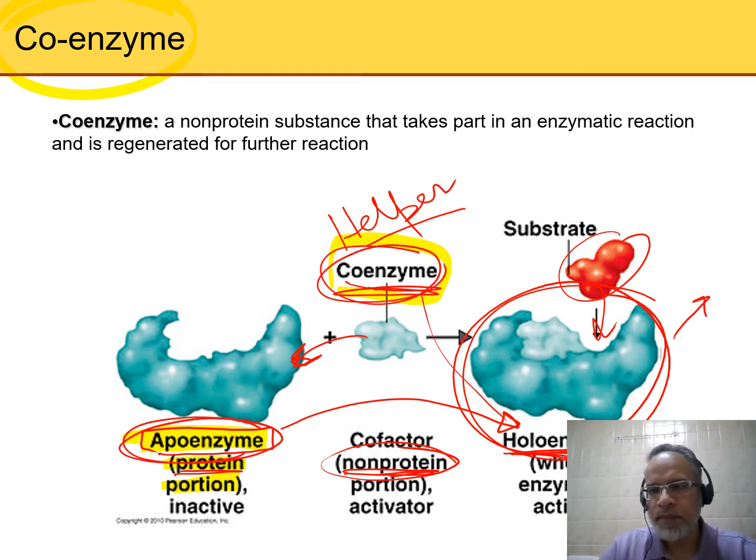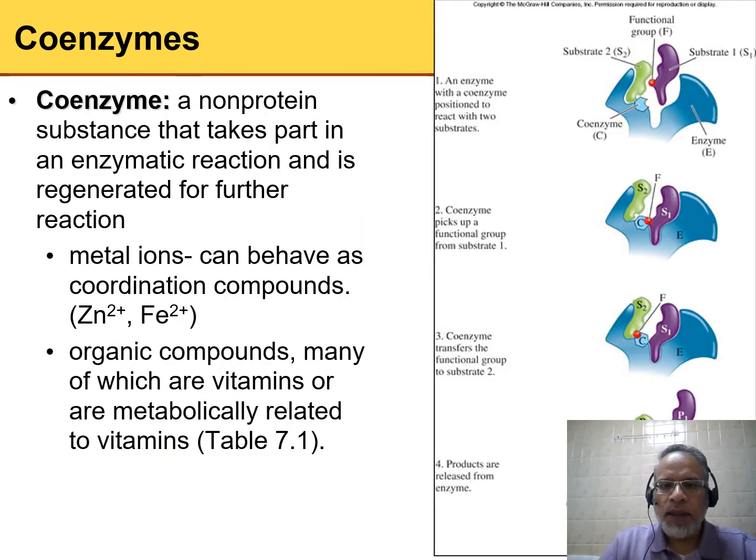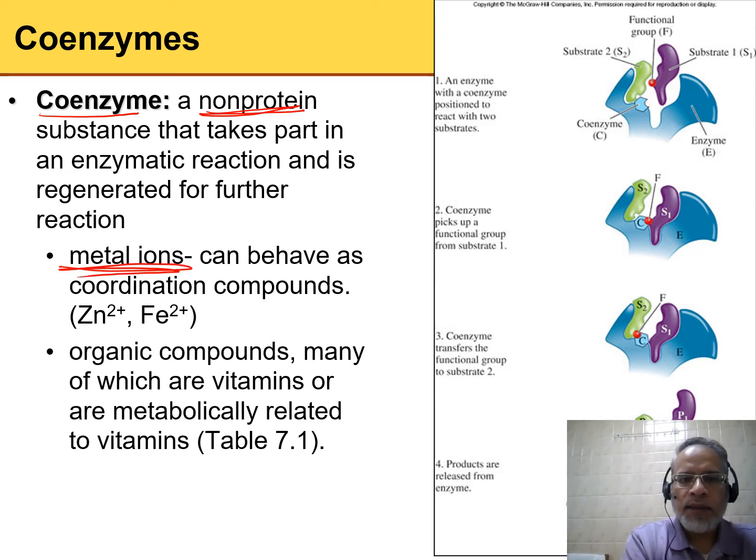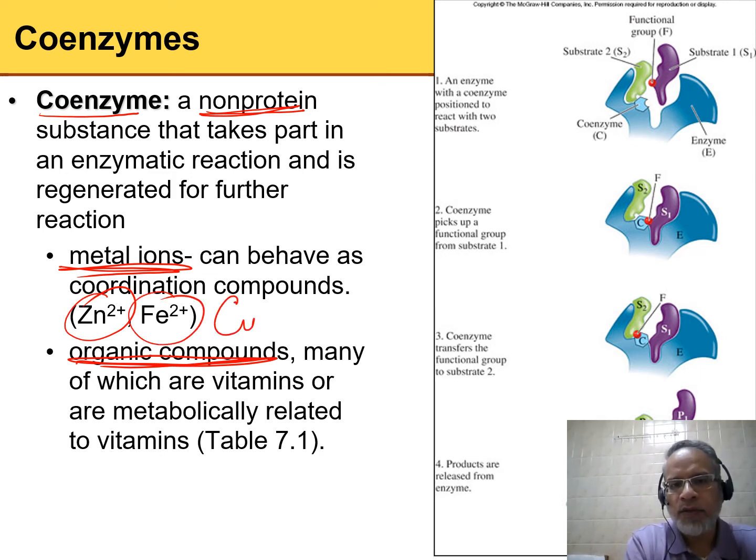So this coenzyme, again, we said they are non-protein parts, and they could be metal ions or they could be organic compounds. Metal ions like zinc and copper and iron and so on and so forth. Or organic ones are things that are made from vitamins, and we'll see this.